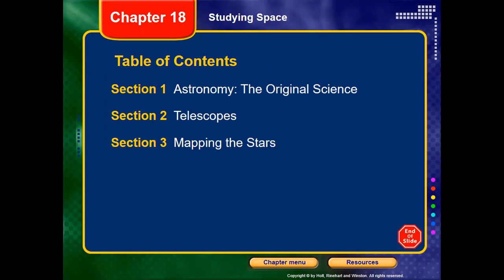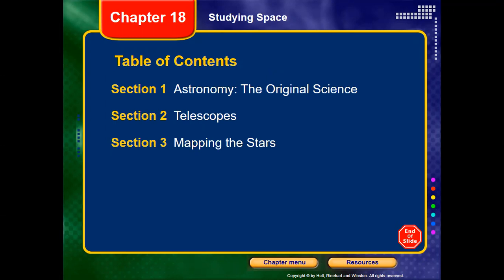We are going to start a new branch of science. We're going to talk about earth science. So you're supposed to change your book, return the life science book, and get the earth science book. We're going to start to study astronomy, or studying space.